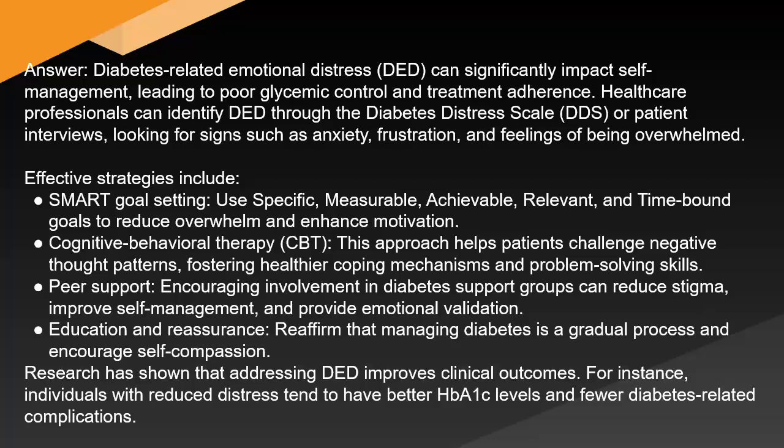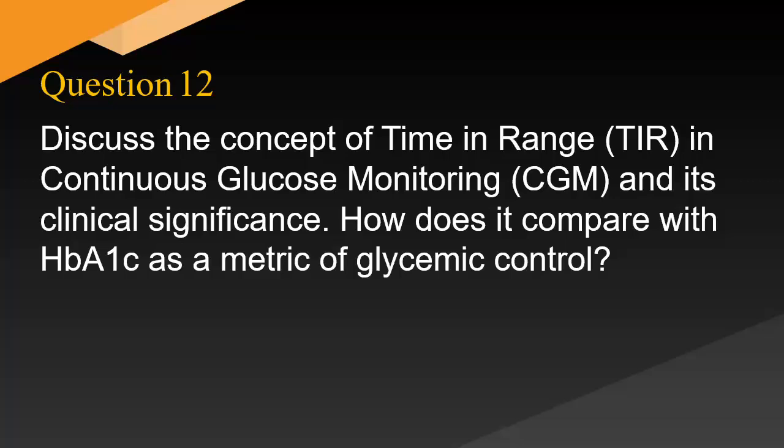Research has shown that addressing DED improves clinical outcomes. For instance, individuals with reduced distress tend to have better HbA1c levels and fewer diabetes-related complications. Discuss the concept of time in range (TIR) in continuous glucose monitoring (CGM) and its clinical significance. How does it compare with HbA1c as a metric of glycemic control?